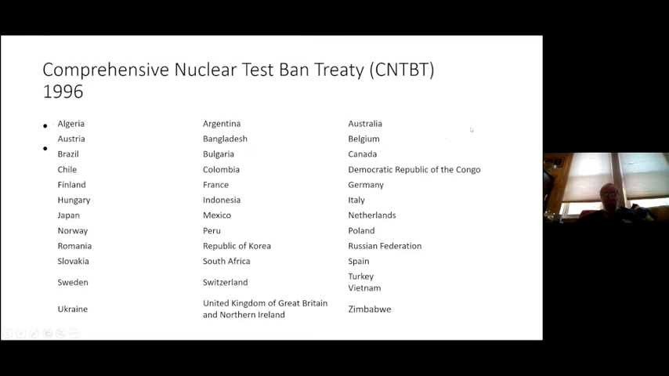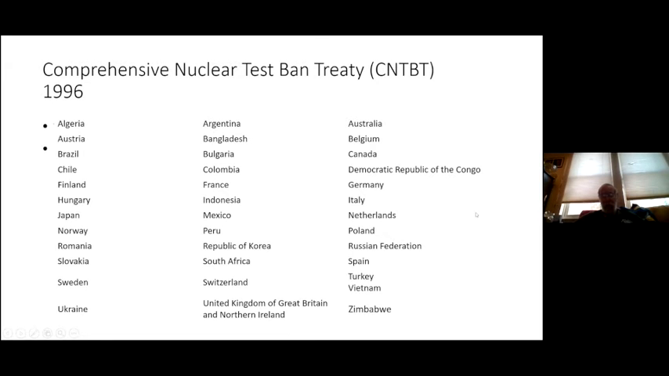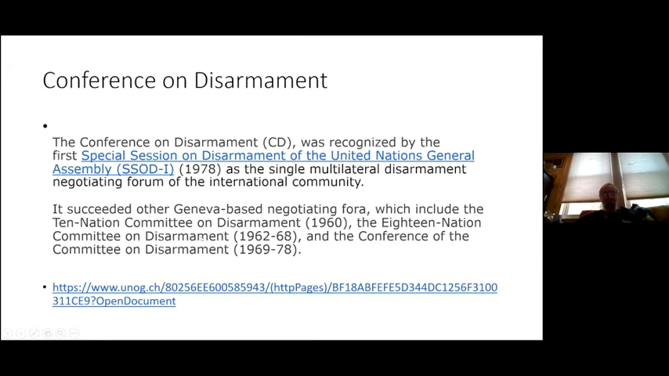And the Comprehensive Nuclear Test Ban Treaty of 1996 has a number of nations which are signatories. There's also something called a Conference on Disarmament, recognized by the Special Session on Disarmament of the United Nations General Assembly, as the single multilateral disarmament negotiating forum of the international community. And it succeeded other negotiating fora.